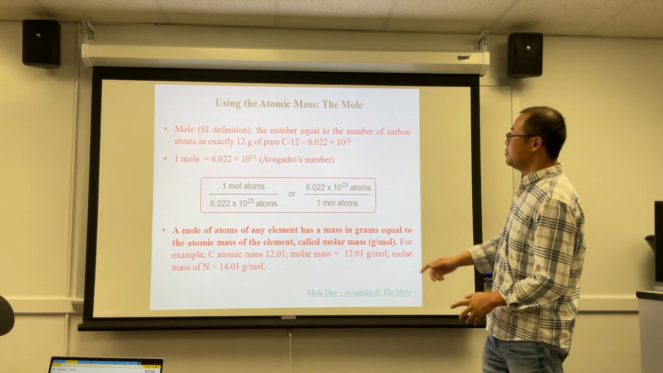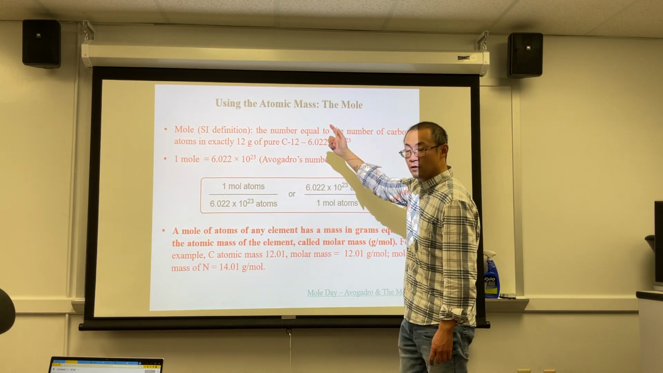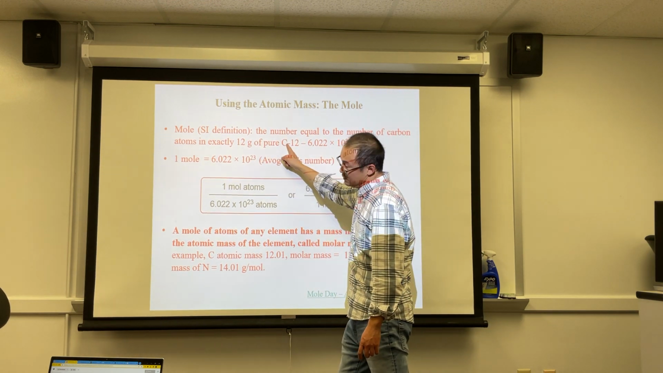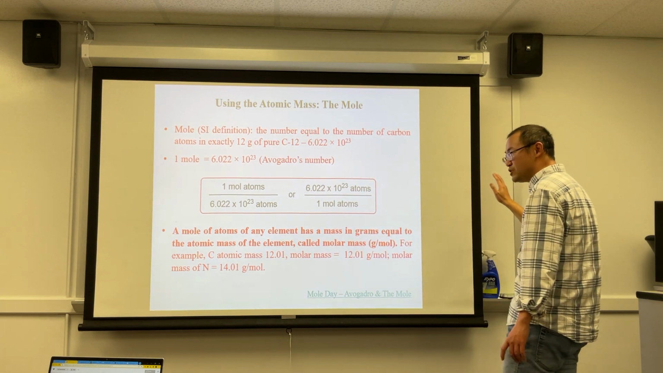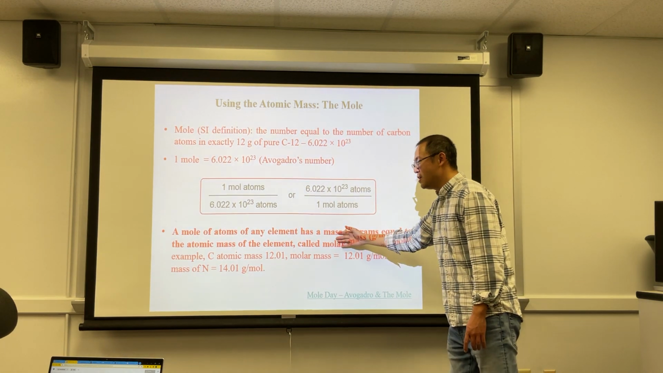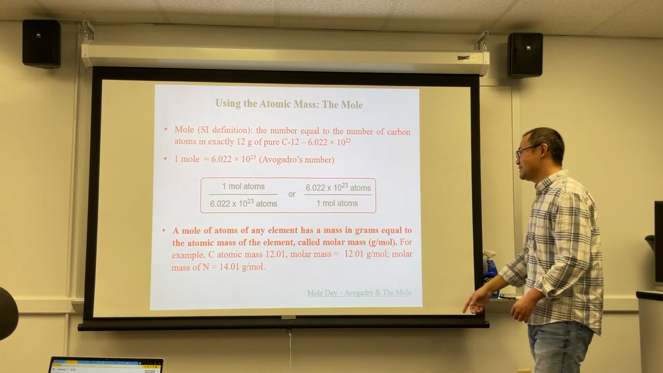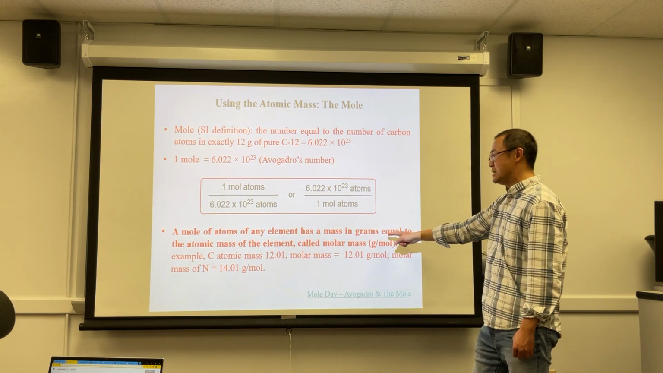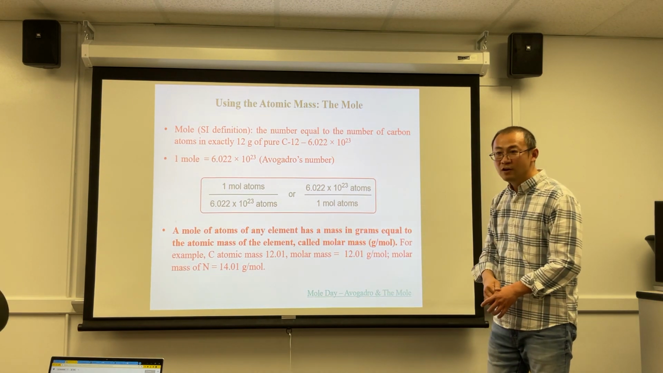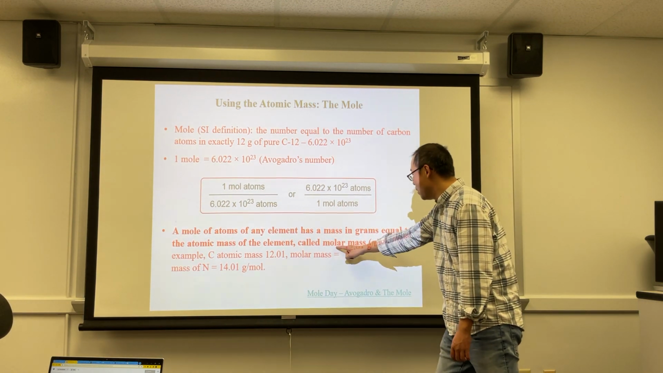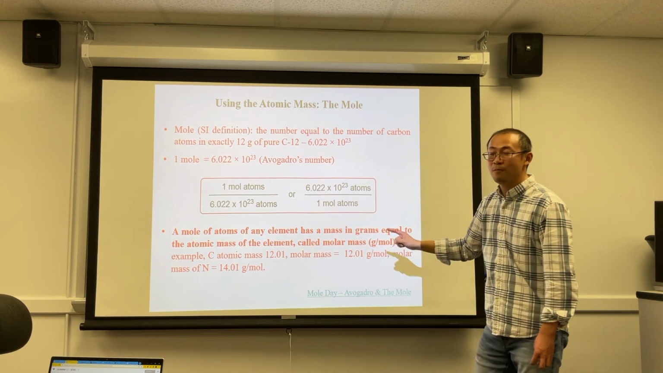Okay, now next, the most important part. Because the one mole, okay, this is one mole, right? Came from what? 12 grams of what? Carbon-12. Because of this relation, we have this: one mole of atoms of any element has a mass in grams equal to the atomic mass of that element. We call that mass molar mass. The unit is grams per mole.